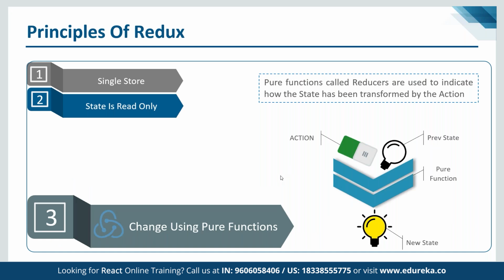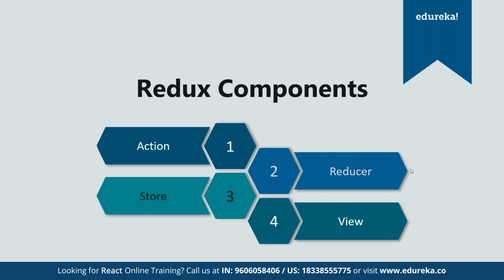And then third, we have changes using pure functions, where, in order to specify how the state tree is transformed by actions, we need pure functions. Pure functions are those whose return values depend solely on the values of their arguments. Reducers are just pure functions that take the previous state and an action and return the next state. We can have a single reducer, and as the application grows, we can split it into smaller reducers, and these smaller reducers will then manage a specific part of the tree itself.